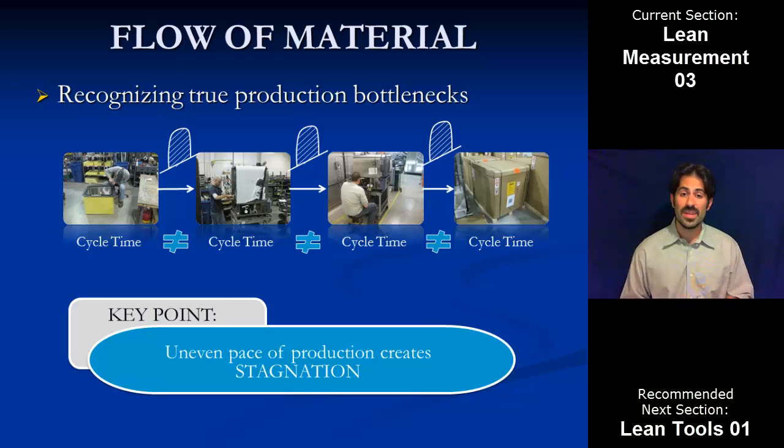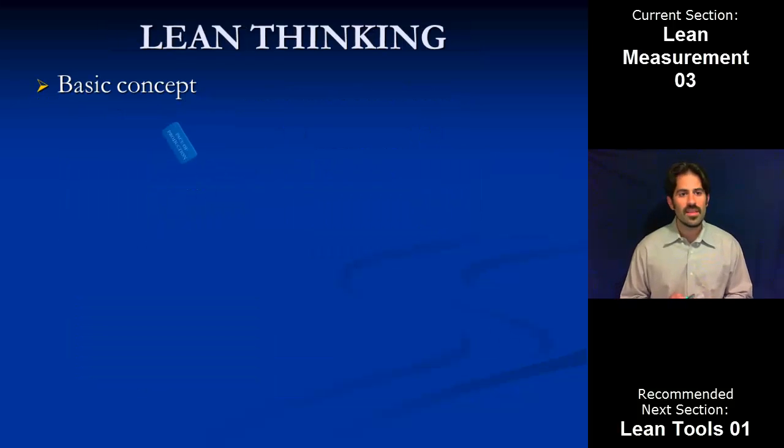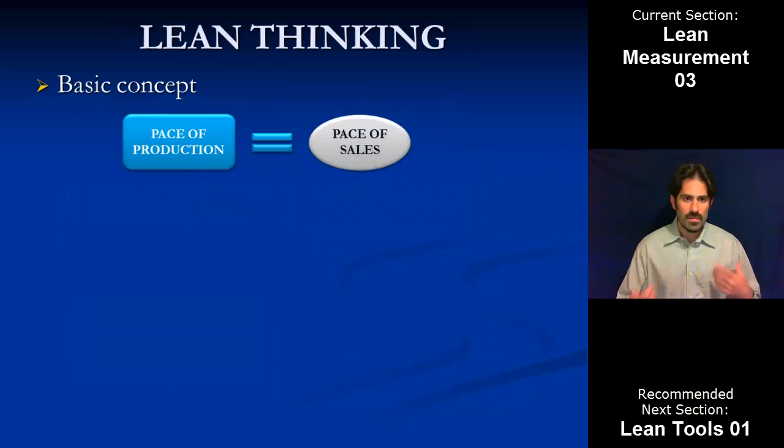So that's the value in being able to identify where those bottlenecks are. And then the basic concept behind this lean thinking, what we're trying to get across, and this comes out in the philosophy module, is that we want to make sure that our pace of production is equal to our pace of sales. By matching those two together, it means we're producing exactly what we need, in the quantity we need, and when we need it.